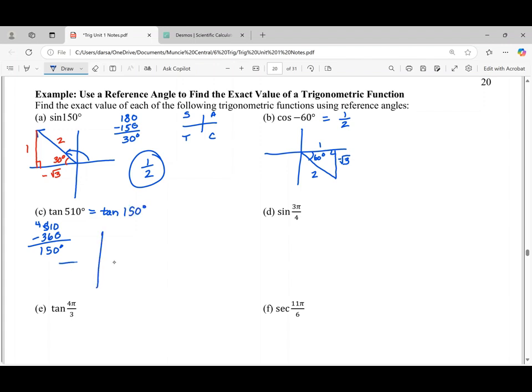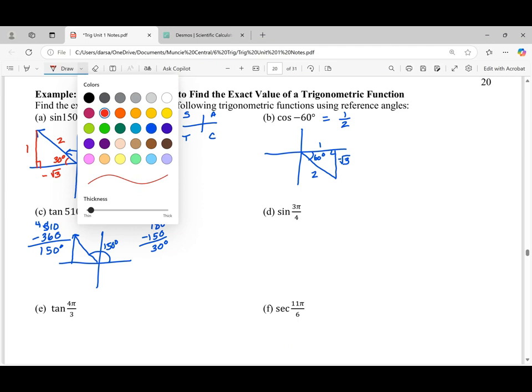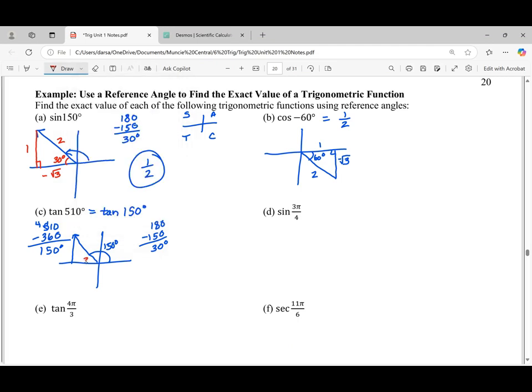Okay, 150 degrees, that's in our second quadrant. We're going to drop our perpendicular. Here's 150 degrees. 180 minus 150 is 30 degrees. So our reference angle, which is going to be here, is 30 degrees. Thus, we have a 30, 60, 90 triangle.